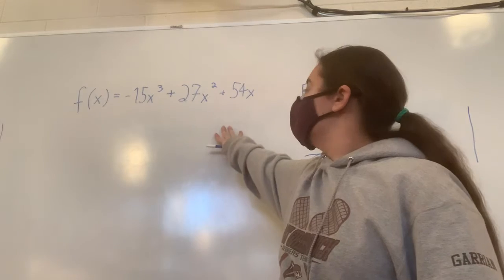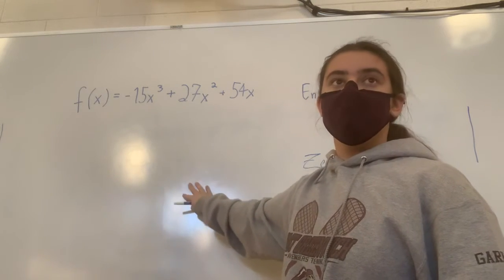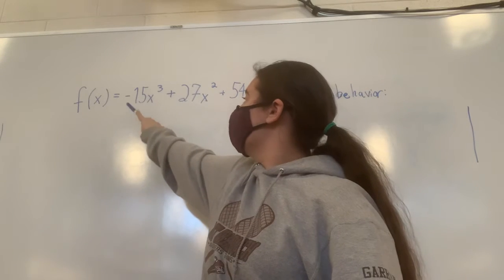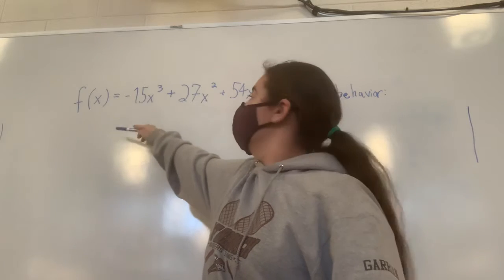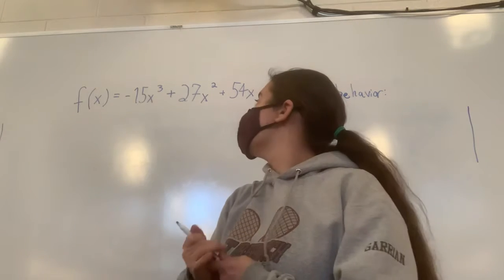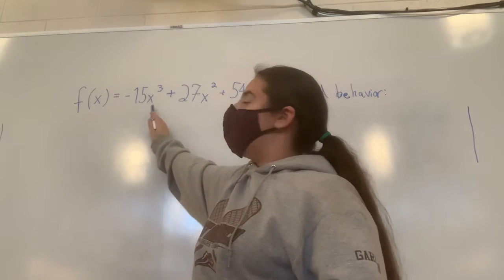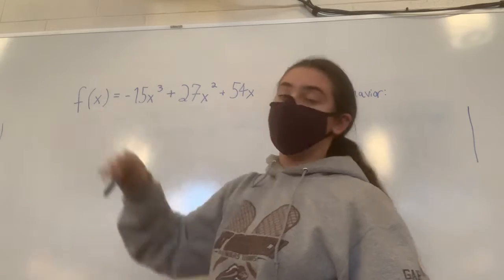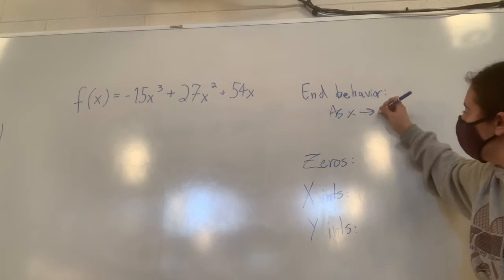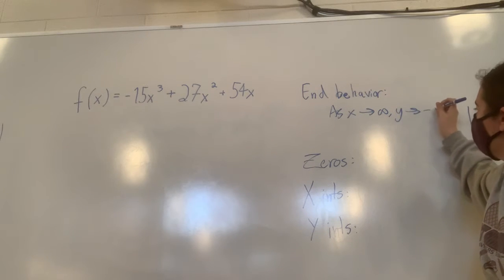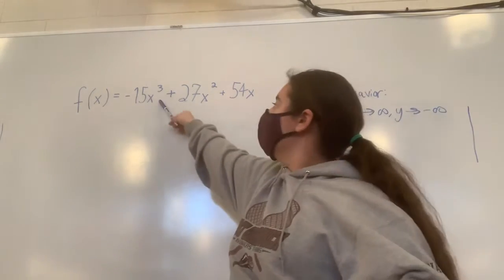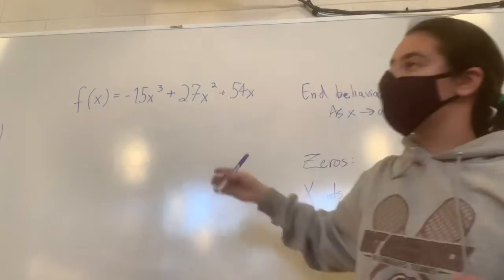So right now, this is in standard form, and so there's already one thing we can find, which is the end behavior. If we look at our first term, negative 15x to the third, we're going to use our leading coefficient and our degree to find the end behavior. The first thing we look at is our leading coefficient, and we see if it's a positive or a negative number. Because negative 15 is negative, as x is going to infinity, y will be going to negative infinity. And then if we check out our degree, it is 3, which is an odd number.